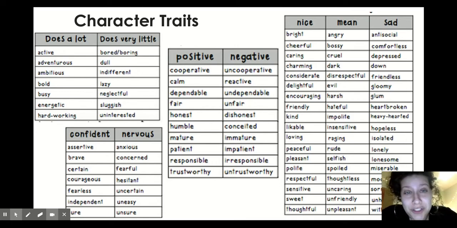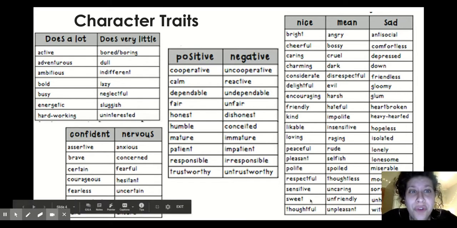There's lots of words we can use. Here's a huge list of character traits. Some words we might be thinking of are nice, mean, or sad. But instead of using words like nice, mean, or sad, we can use first grade character trait words, not kindergarten feeling words, but first grade feeling words like bright, cheerful, caring, friendly, kind, encouraging, loving, peaceful, pleasant, polite, respectful, thoughtful.